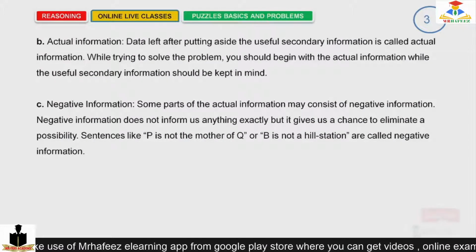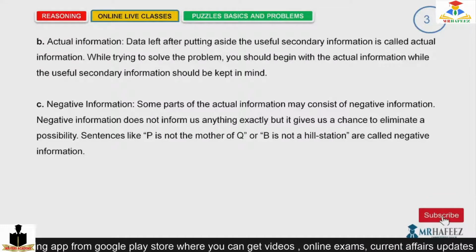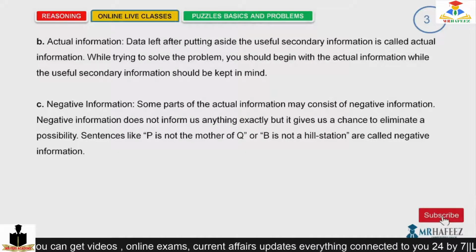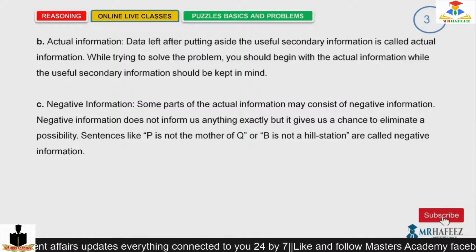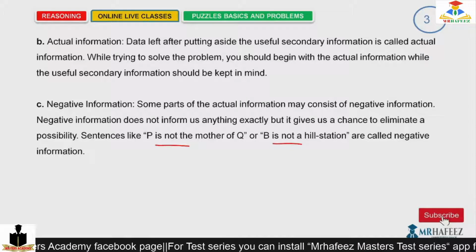So actual information and negative information, this is okay. This is a theoretical way, that's what I told you already. So know the facts, go from known to unknown, explore, that's it. What is actual information, what is negative information? Negative information is where you can find a negativity. The actual information is where it is directly said, that's it.